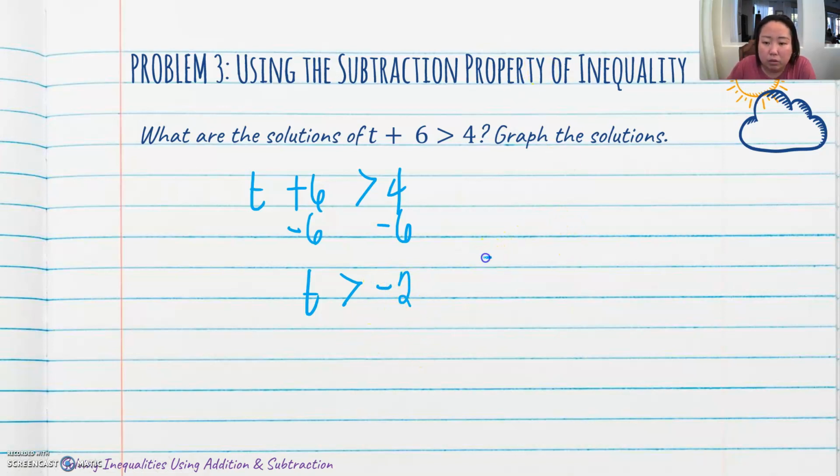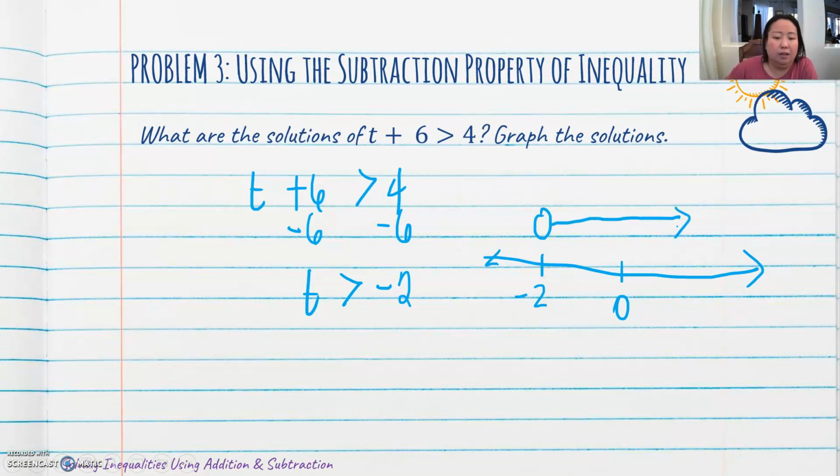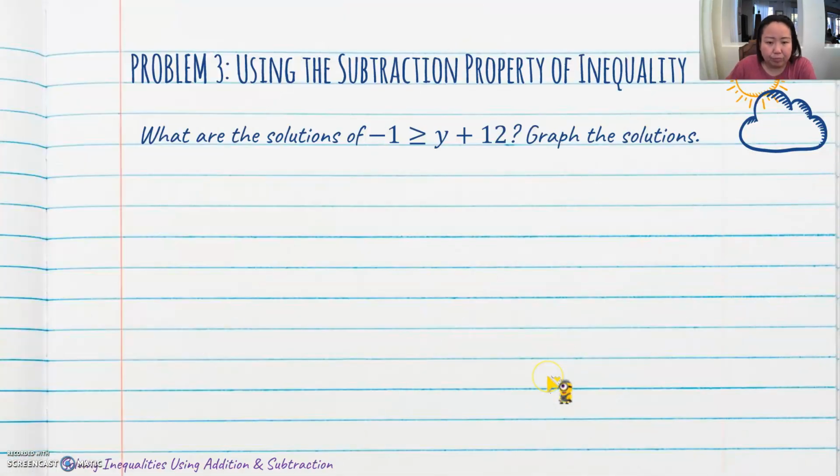If you are going to graph the solution, 0 will always be our point of reference. Negative 2 is on the left side of 0, so somewhere over here. And since we have a regular greater than, it's going to be a hollow dot, and it's pointing to the right. Okay. Let's have the next example.